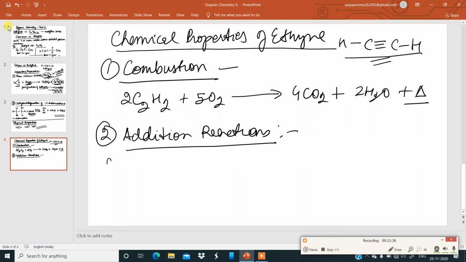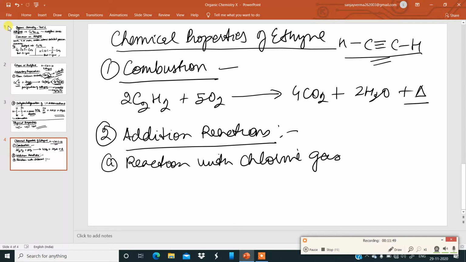Now, over here under addition reactions of ethyne, please keep in mind, the first one is reaction with chlorine gas. Now this chlorine gas is dissolved in carbon tetrachloride, which is the medium, and then ethyne gas is passed through it in this manner. Okay. CCl4.